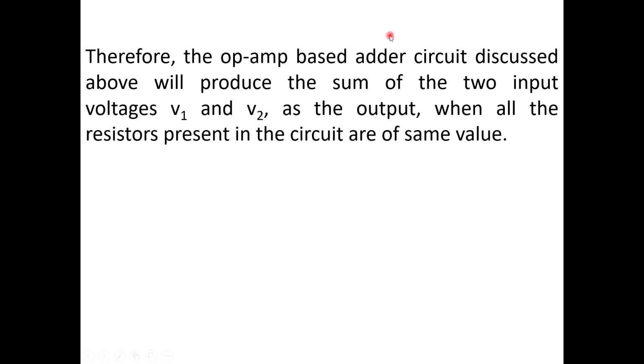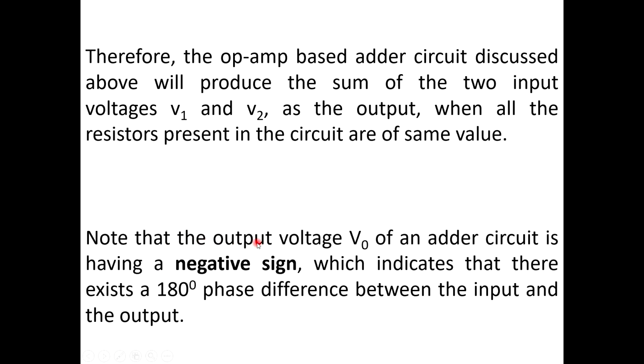So therefore the op-amp based adder circuit discussed here will produce a sum of the two input voltages, that is V1 and V2, as the output when all the resistors present in the circuit are of the same value. Remember that in this circuit we have assumed that the resistor values are all the same and that is equal to R. And also the output voltage V0 of the adder circuit would have a negative sign. This negative sign indicates that there is a phase difference of 180 degrees between the input and the output.